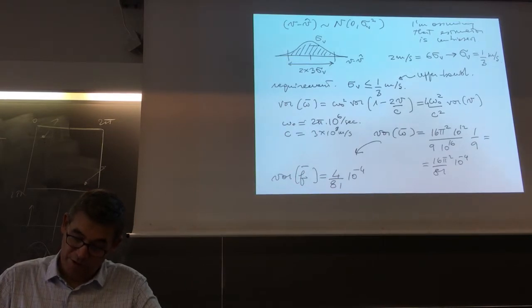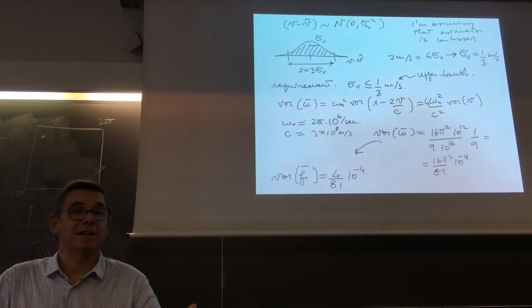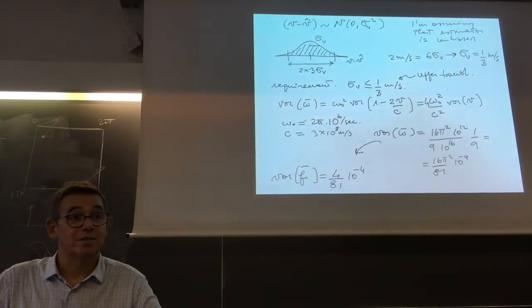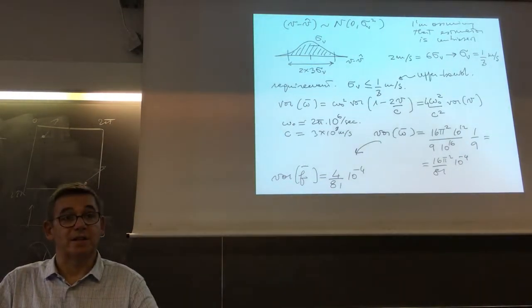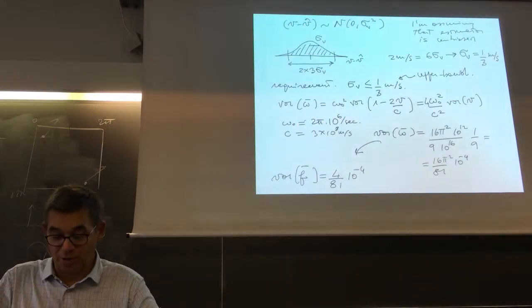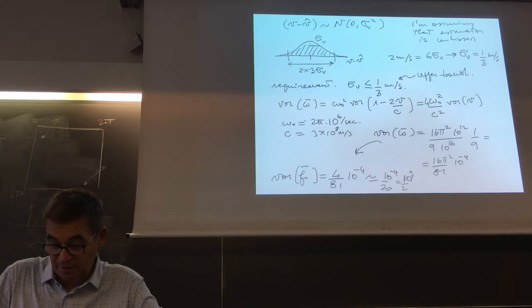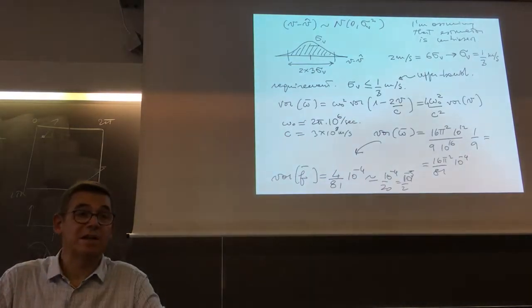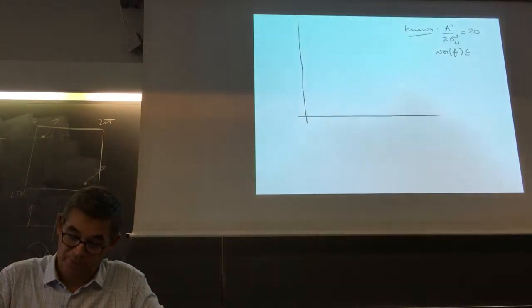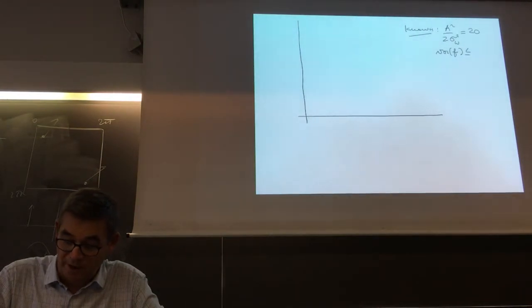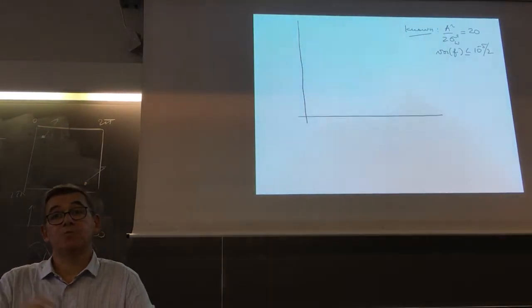4 over 81. 81 is like 80. So 80 then is 20. So it's 1 over 20, okay, so 1 over 20 times 10 to the minus 4. So it is 1/2, 10 to the minus 5. Okay, so the variance should be smaller than 10 to the minus 5 divided by 2. This is what I want.